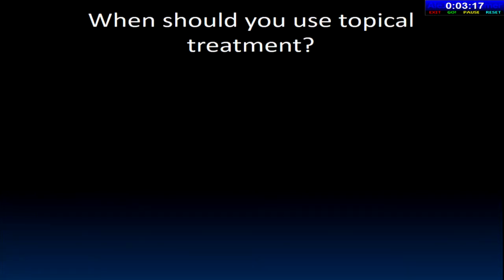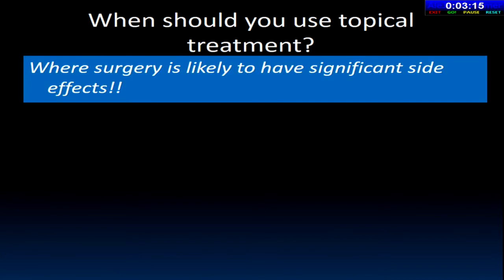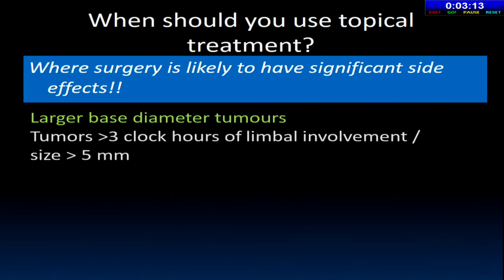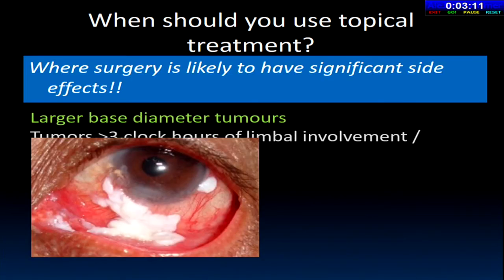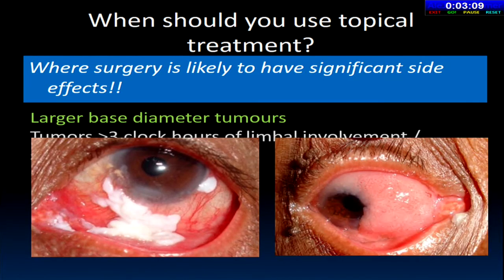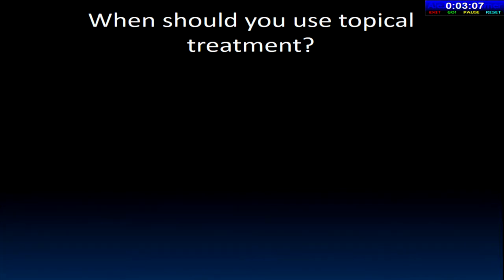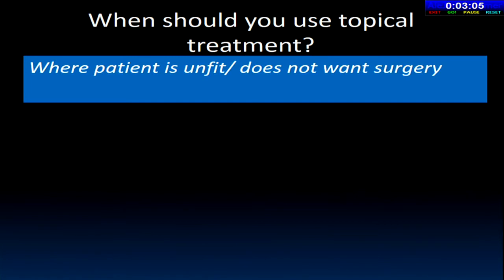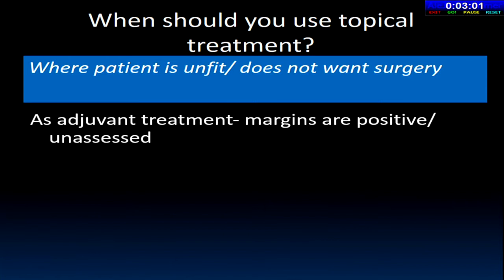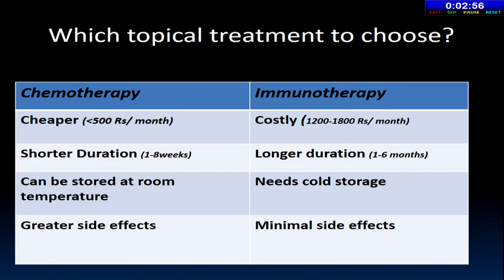So when should you use topical treatment? When surgery is likely to have significant side effects, larger tumors, like this, or maybe like this, but they should not have ocular coat invasion. Where the patient has a smaller tumor but is unfit for surgery, or as adjuvant treatment where margins are positive or unassessed.